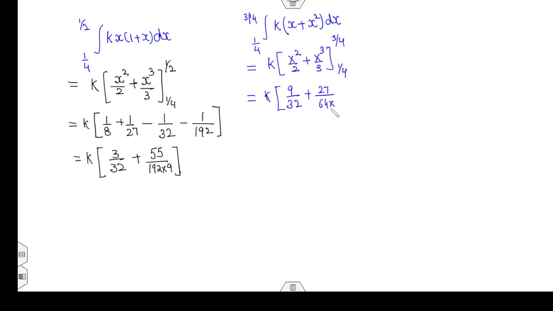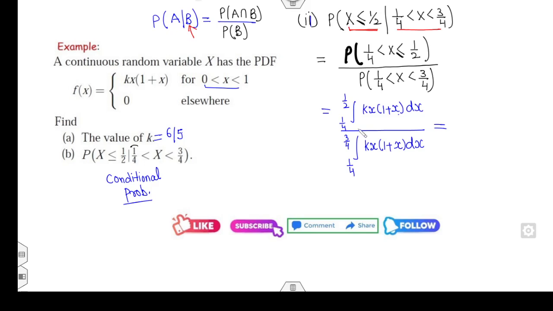64 into 3 minus, if you substitute the lower limit, it is 1 over 16 to the 32 and 1 over 192. Now that will be k. It is 8 over 32, and if you multiply them again it's 26 over 192. Now substitute both the values. Substitute both the values in this expression and you will get the right answer.